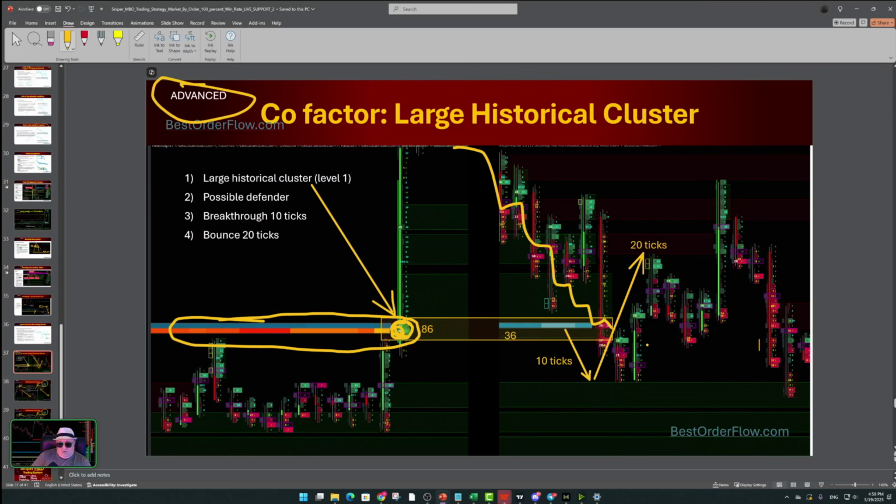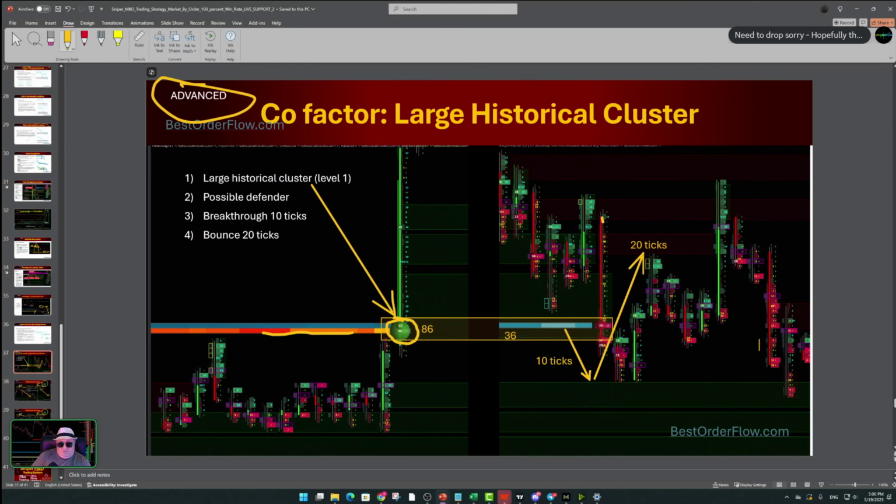So the price struck with a long extension and bounced. I mean, actually, it broke through this price level, and then it bounced up. Why? Because this cluster was sitting there on the left for a long time.